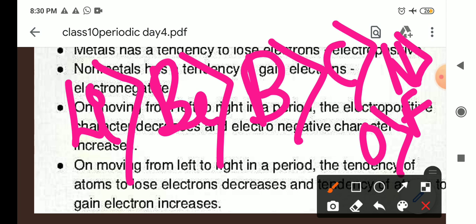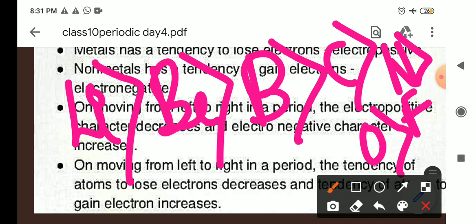Now if you consider the group, you will see that when we are moving top to bottom, the atomic size increases and the metallic property and the tendency to release electrons will be increased. That's why if we consider the first group, lithium is showing the least metallic character, and cesium is showing the highest metallic character, then rubidium, then potassium, then sodium, then lithium.